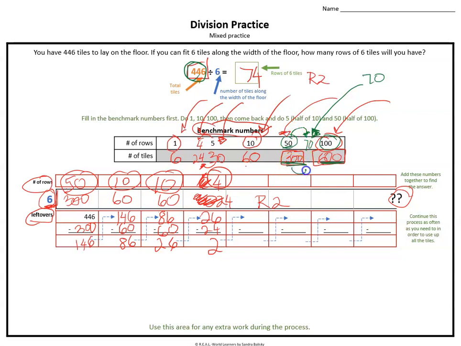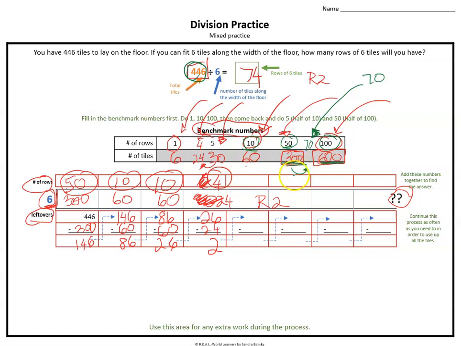So we want how many more tiles? Pause and think about that. And when you're ready, you can click again. Okay, 20 more rows worth of tiles. Well, we know 10 rows is 60. So 20 rows would be double that, 120.